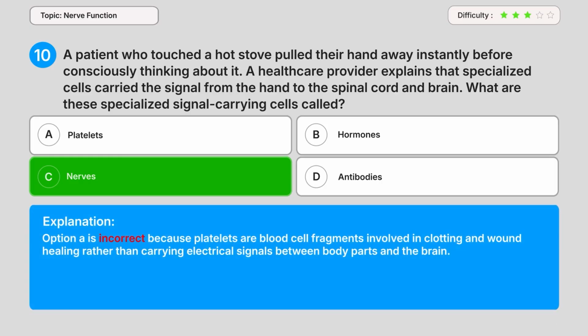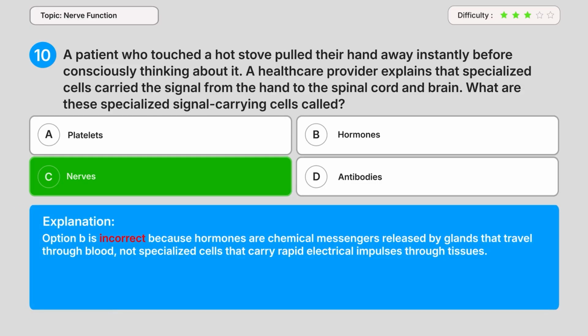Option A is incorrect because platelets are blood cell fragments involved in clotting and wound healing, rather than carrying electrical signals between body parts and the brain. Option B is incorrect because hormones are chemical messengers released by glands that travel through blood, not specialized cells that carry rapid electrical impulses through tissues.